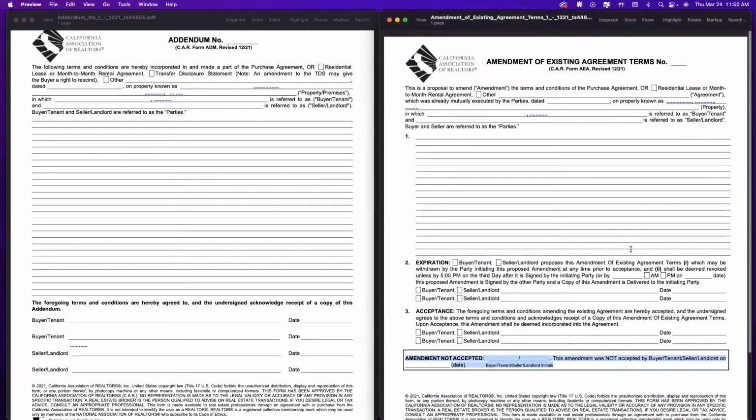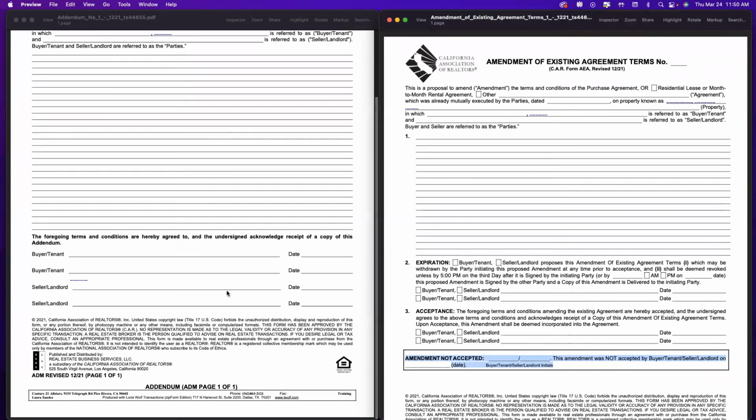Now, the reason why this is important is because on this addendum, if you look at the bottom, there is nothing that gives this an expiration date. There is no place to reject it, right? There's nothing we could do here. So what happens is these kind of live forever.